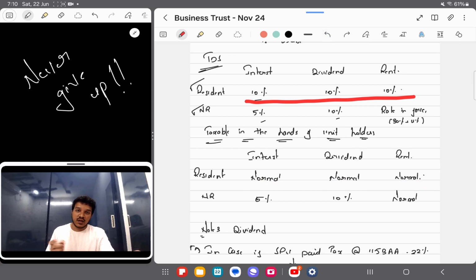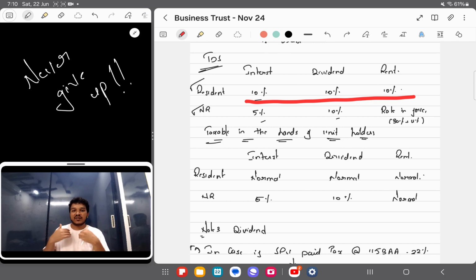The resident part is clear. Now coming to non-resident, remember the sequence. First is interest, dividend, and then comes the rent. 5% in case of interest, that is TDS, and 10% in case of dividend, and then rate in force in case of rent. At present it is 30 plus 4%.